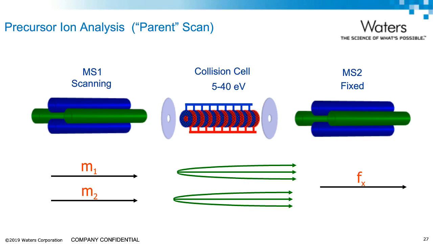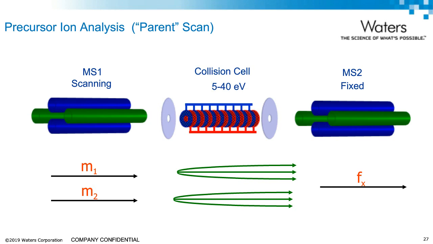Precursor ion analysis, or parent scanning, is used to determine which precursor masses have a similar fragment ion. MS1 is scanned to pass a wide range of ions to the collision cell for fragmentation. MS2 isolates a specific fragment ion from the fragmentation. Precursor ions pass through MS1 that produce a product ion at a specified mass on fragmentation in the collision cell register a response at the detector. The mass of the precursor ion is then shown in the mass spectrum.